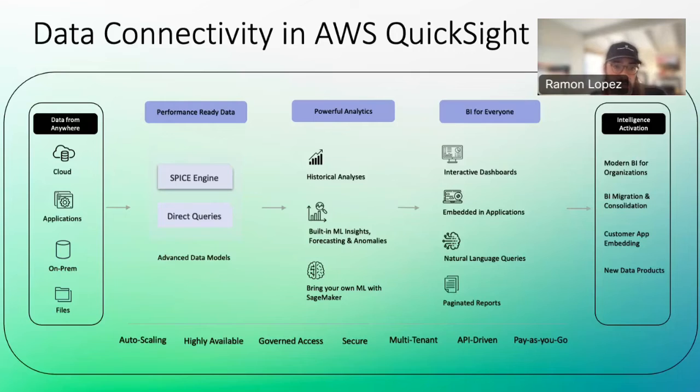And all of this is under the umbrella of AWS services and in QuickSight in particular, auto scaling. It's highly available, it's governed, secure, it supports multi-tenancy. We have APIs for everything, and it's pay as you go. So this is what you get out of your data once you connect to it with QuickSight.